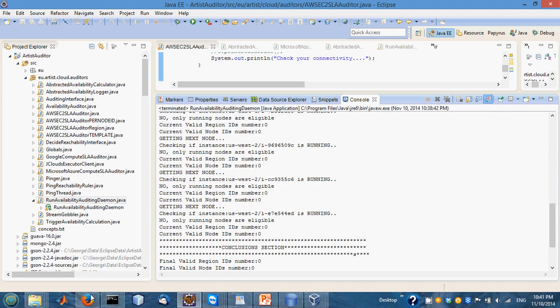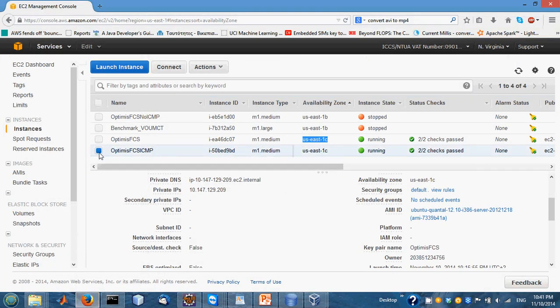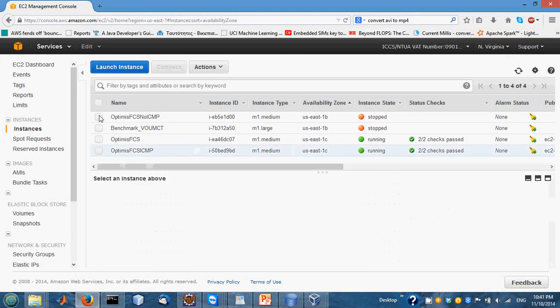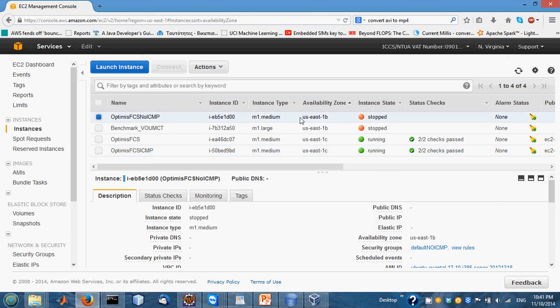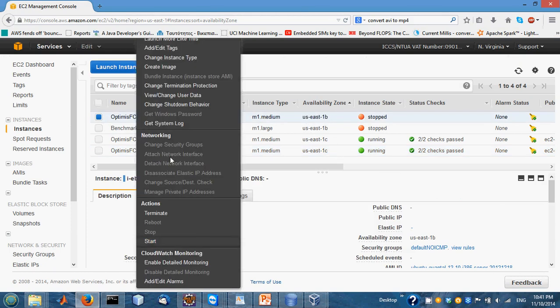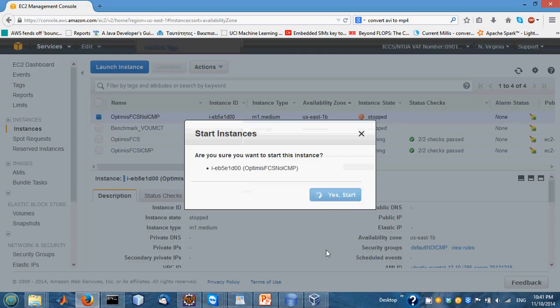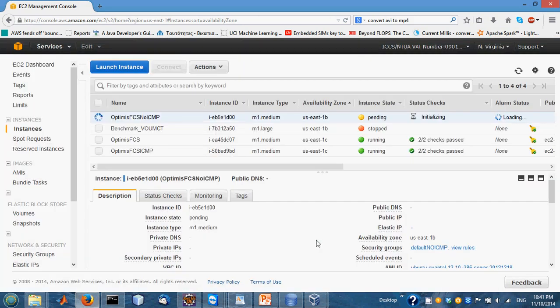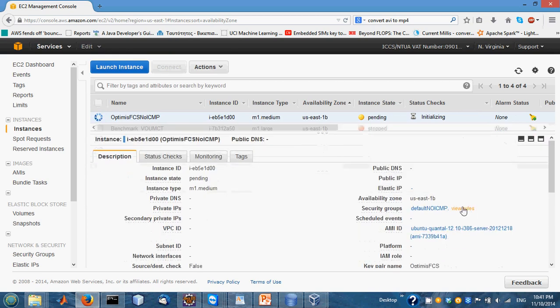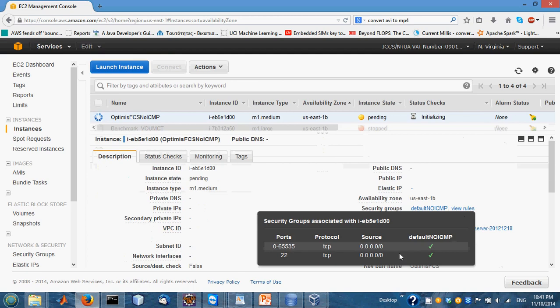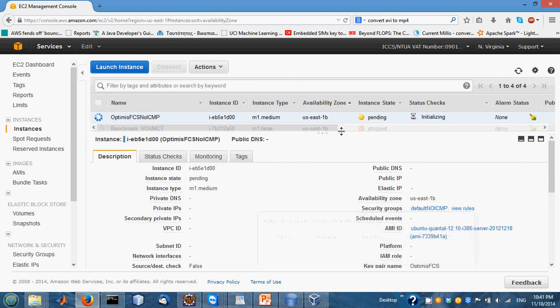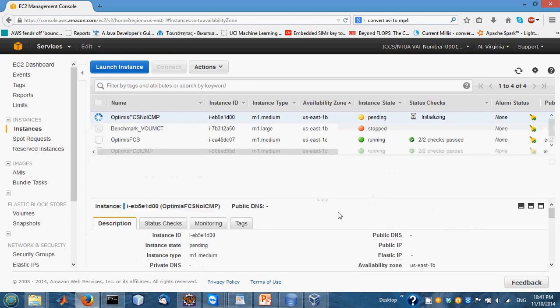So let's now proceed to launching a third virtual machine that is in a different availability zone. You see that it is in US East 1B. I will start this VM. You may see that this is marked as no ICMP. This is because the security rules indicate that no ICMP traffic is enabled. Thus, in the pinging, it will appear as unreachable.